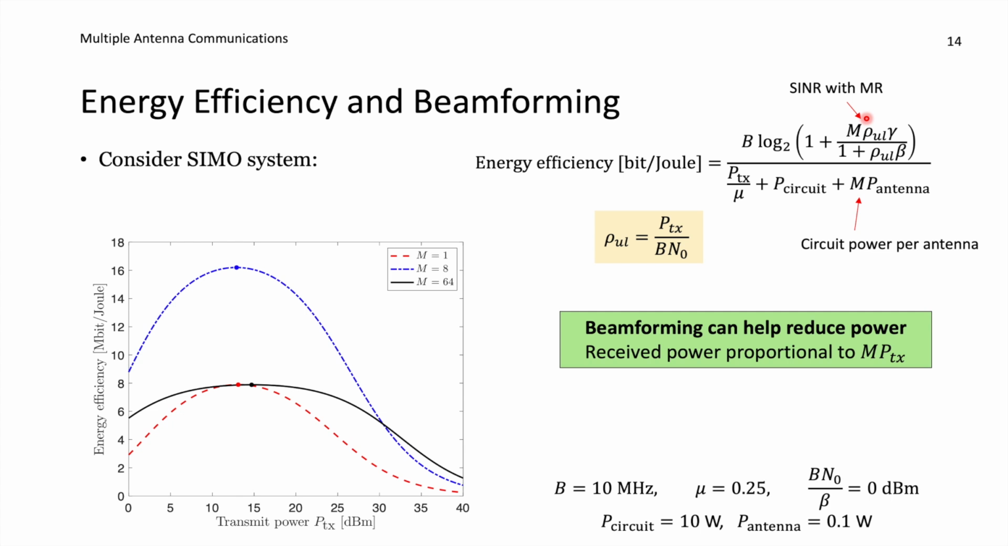So after a certain while, adding more antennas will not be beneficial for energy efficiency anymore. And this is what we see here as well. With 64 antennas, we are down at the same energy efficiency values as with 1 antenna.